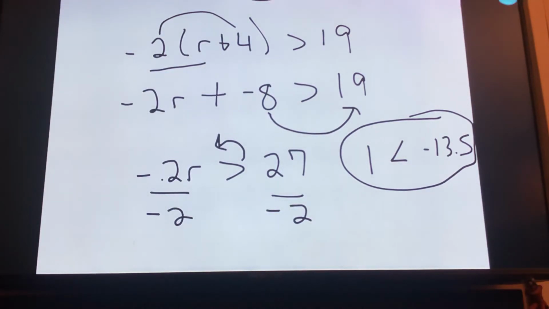Because what you're saying is you're changing your entire number. It went from being a negative to a positive. So this can't stay the same. It has to flip.